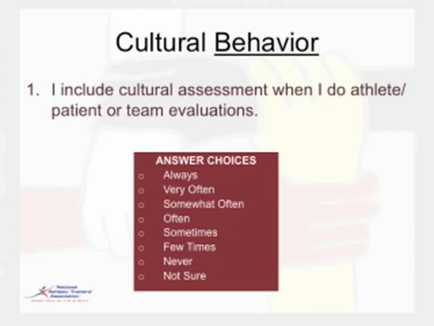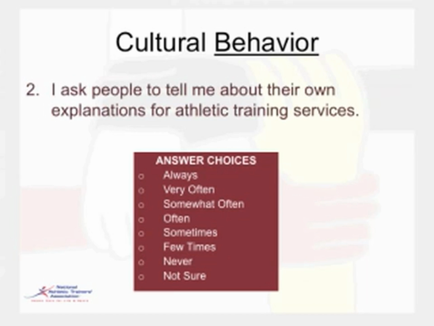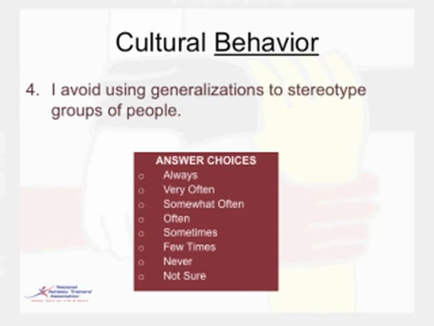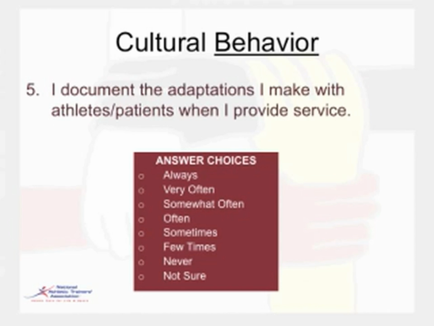Number 1. I include cultural assessment when I do athlete, patient, or team evaluations. Number 2. I ask people to tell me about their own explanations for athletic training services. Number 3. I seek information on cultural needs when I identify new people I interact with. Number 4. I avoid using generalizations to stereotype groups of people. And number 5. I document the adaptations I make with the athletes and patients when I provide service.